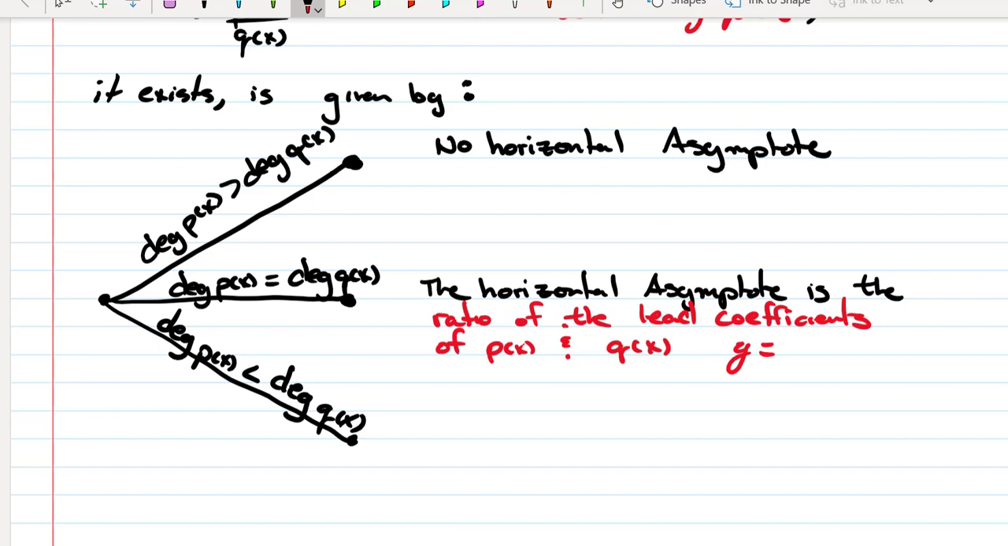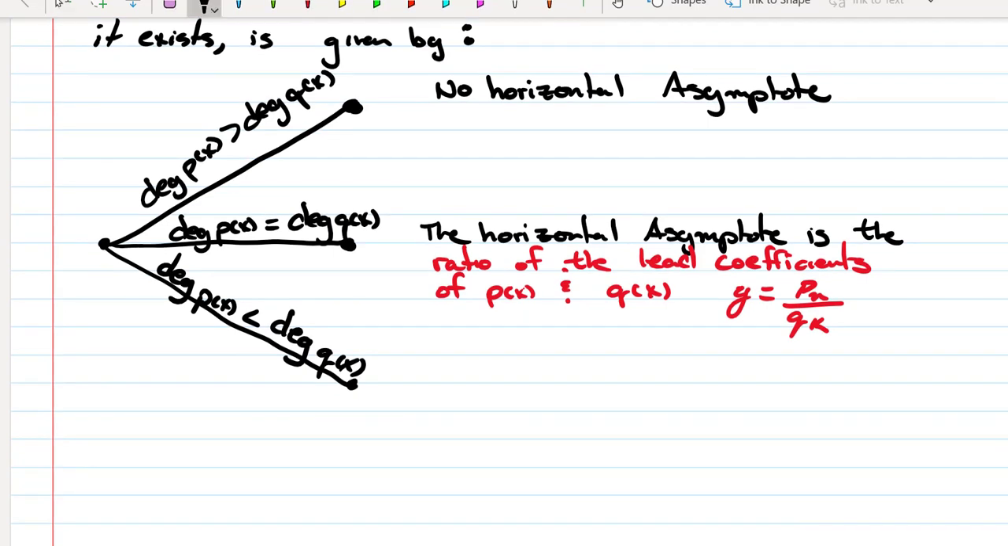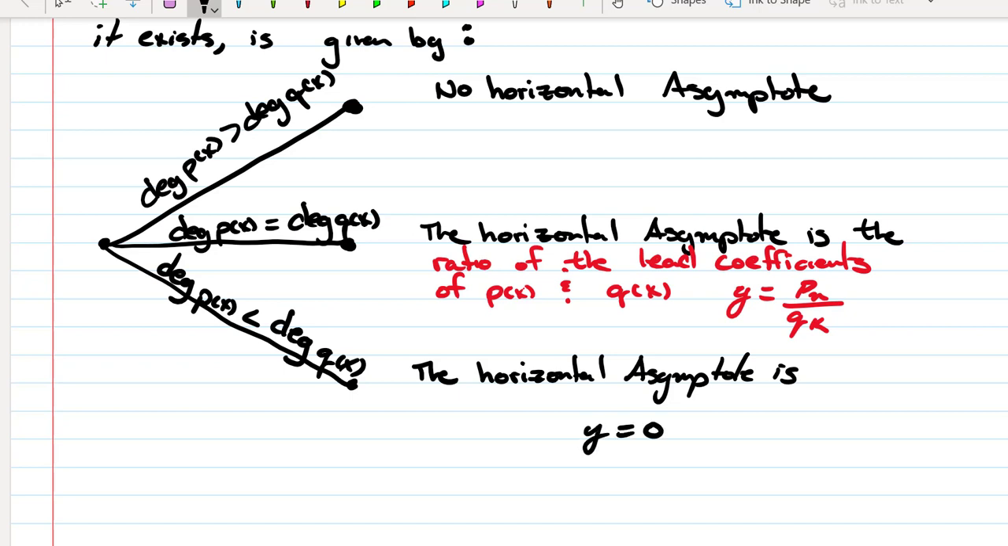So then y is equal to, we'll be a little more explicit in a minute, P sub n over Q sub k. And we'll remind ourselves what each of those mean. And then the last part is if the degree of P of x is less than the degree of Q of x, the horizontal asymptote is just y is equal to 0.